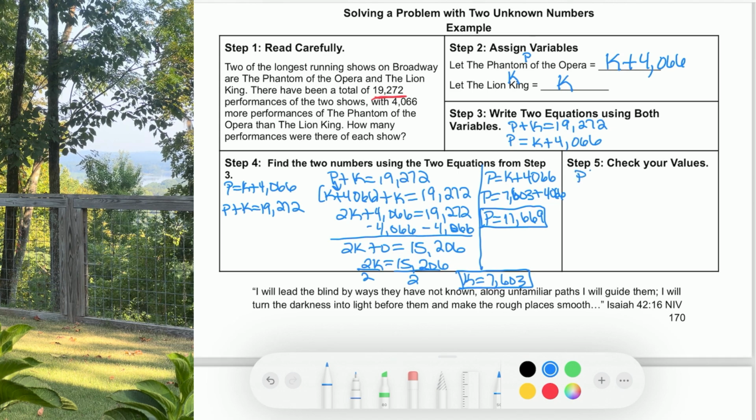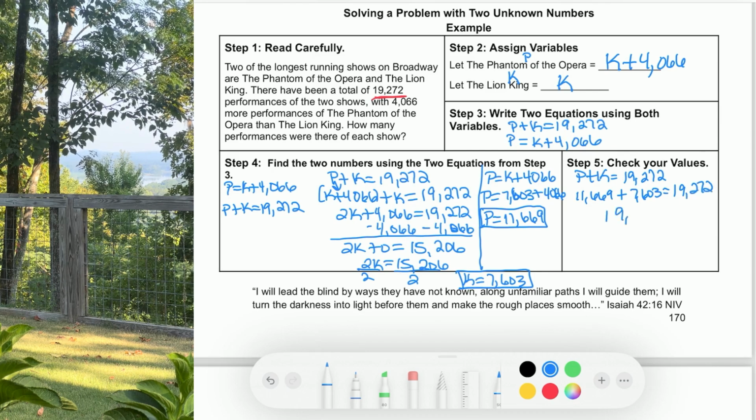So I'm going to come over here, P plus K equals 19,272. Replace both my values in here, 11,669 plus 7,603. And I do in fact get 19,272. So we did do the problem correctly, all right?